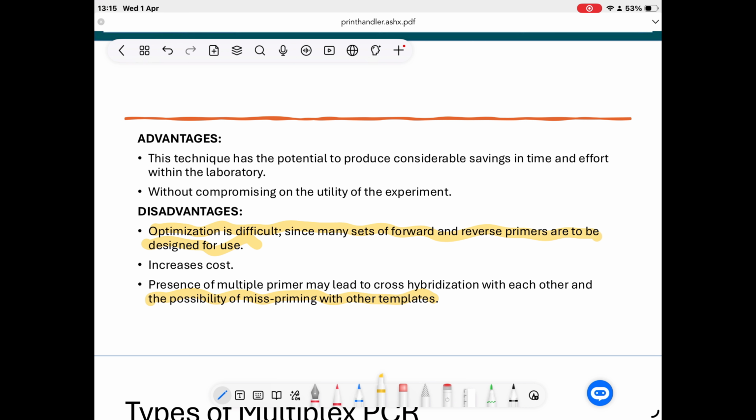But the disadvantages slide reads almost like a warning label. First bullet point: optimization is difficult, since many sets of forward and reverse primers are to be designed for use. Second point: increases cost. Wait, it says it saves time and effort, but then immediately says optimization is difficult and increases cost. How do we reconcile that? Well, it's the classic distinction between upfront setup costs versus long-term operational savings. Designing a multiplex PCR assay from scratch is an agonizingly expensive and failure-prone process.